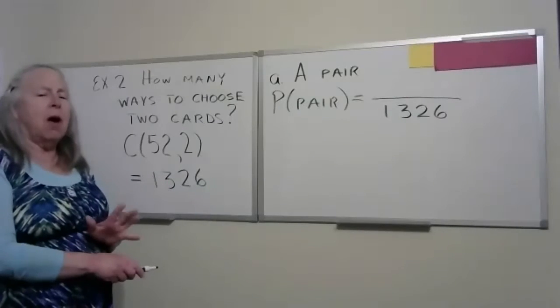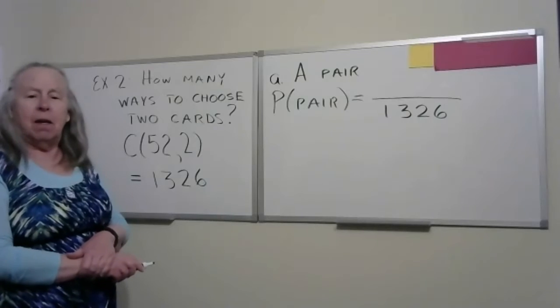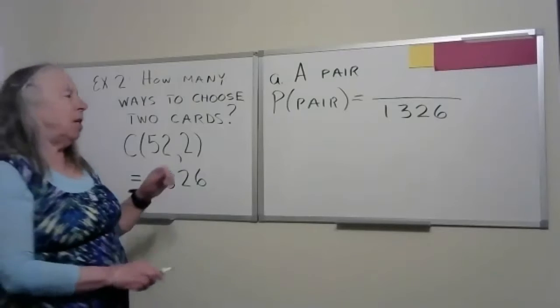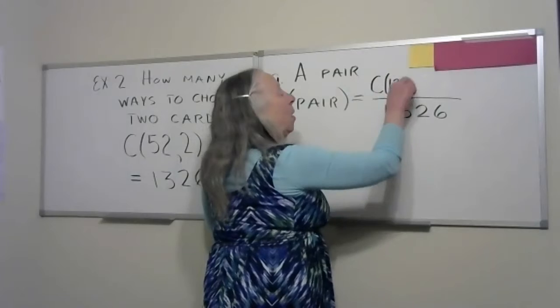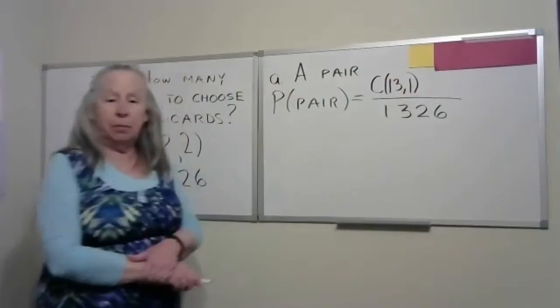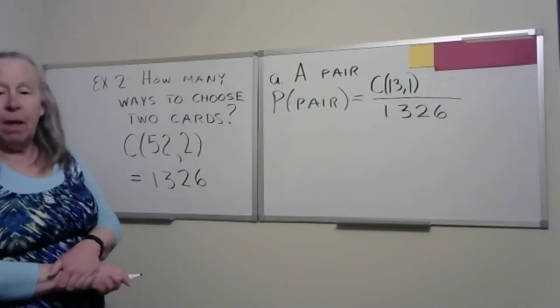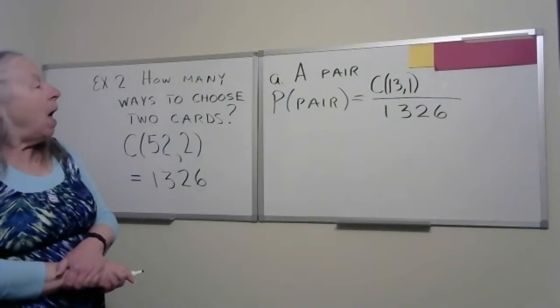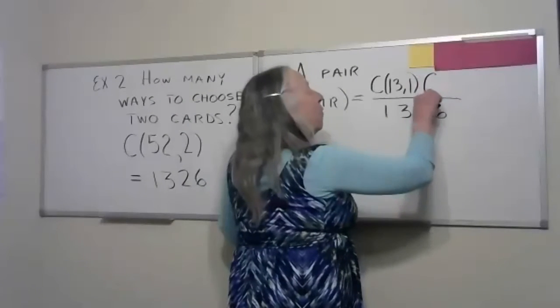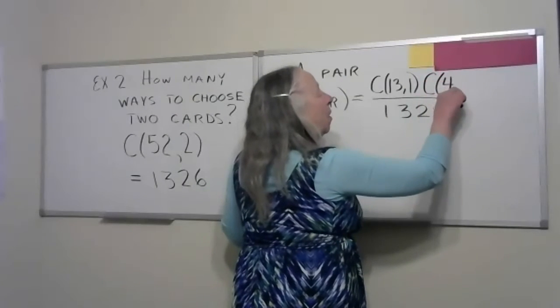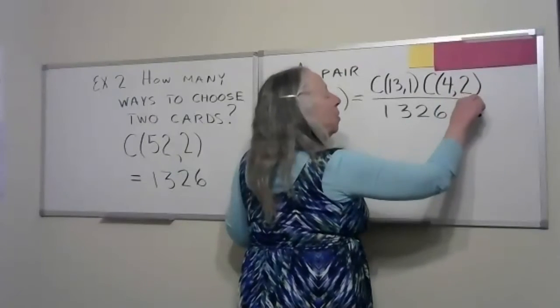How about rank? So we chose the rank. How many ranks are there in our deck? 4. Those are suits. How many ranks? 13. Okay. So out of those 13, we're choosing 1. Everybody good with that? And then what's happening? Out of the 4 in that rank, we're choosing 2.